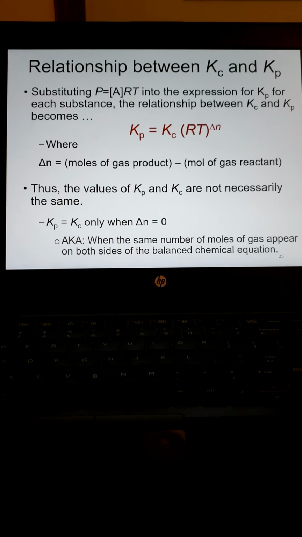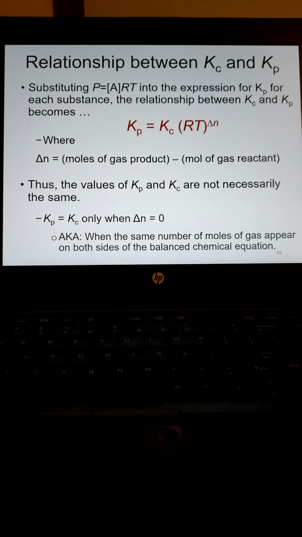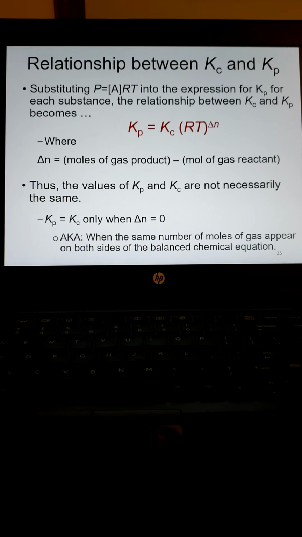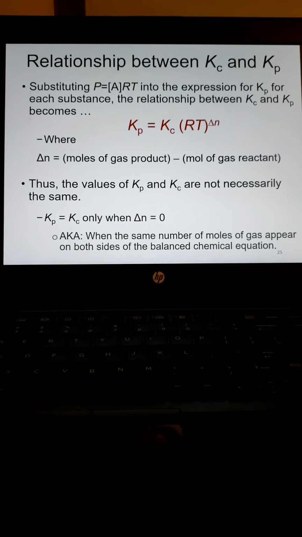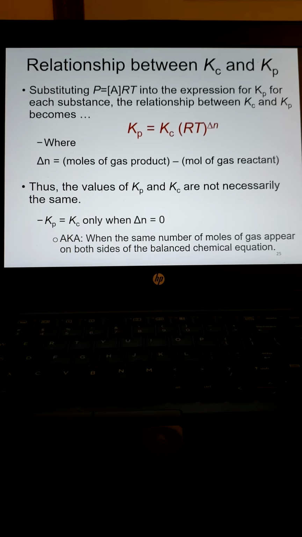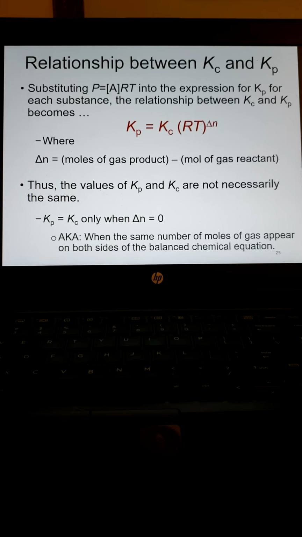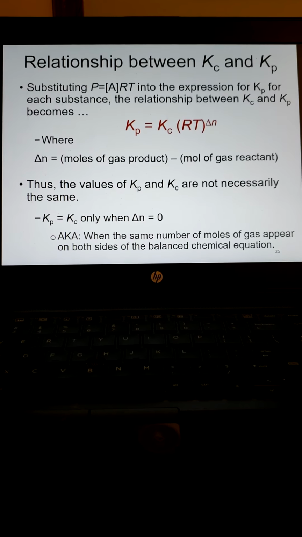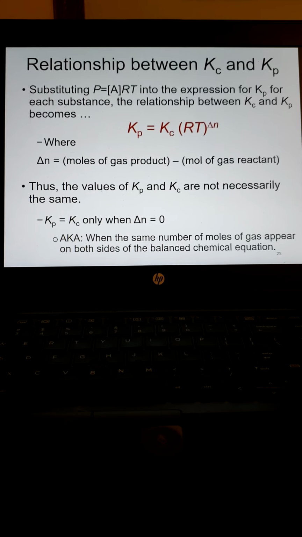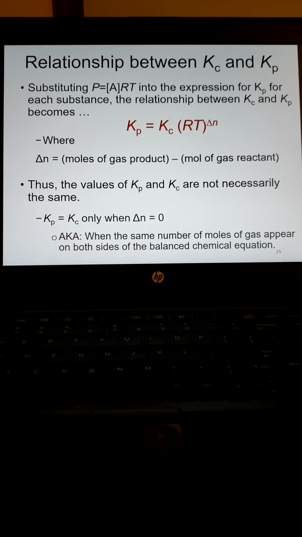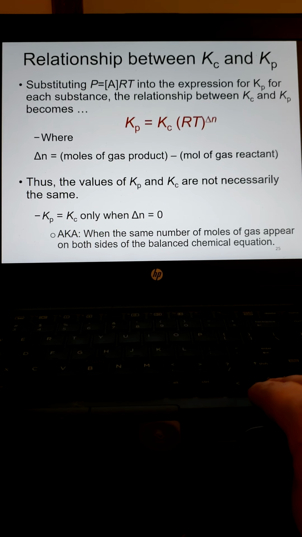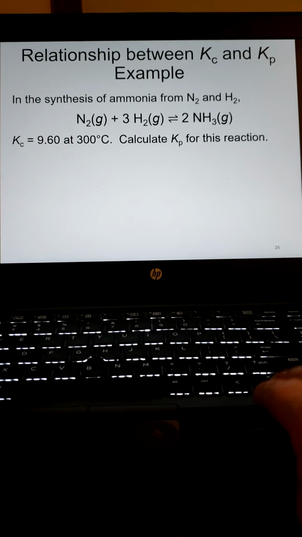But KP only equals KC when the moles of gas on either side of the equation are the same. If they differ, even by 1 or a half a mole, KP will not equal KC. Now, does this mean they're going to be dramatically different? No, they should be in the same ballpark as one another, but they're not going to be exactly the same numerically. Let's do an example. All right, so I'm going to pause the video.